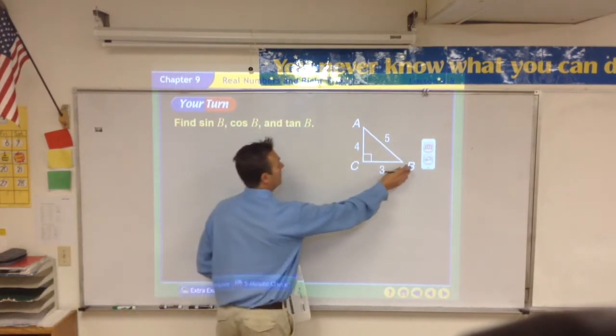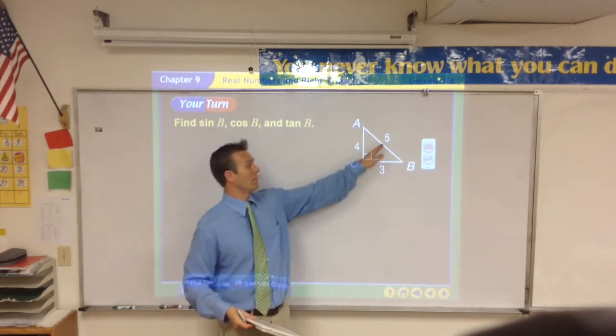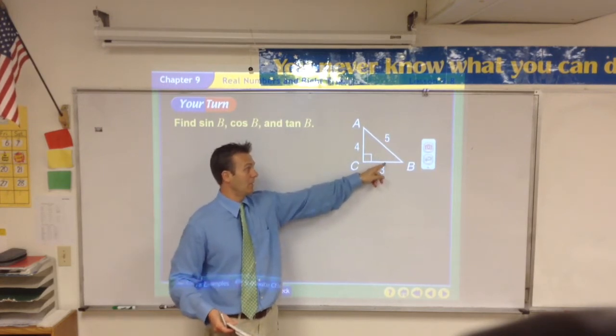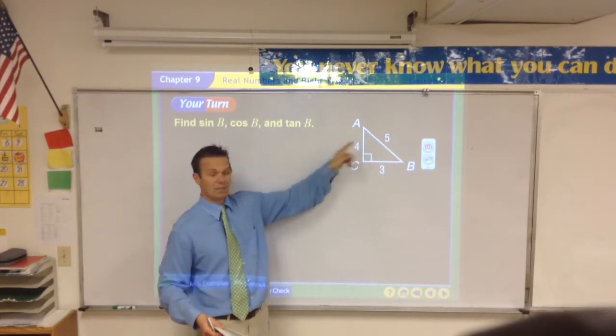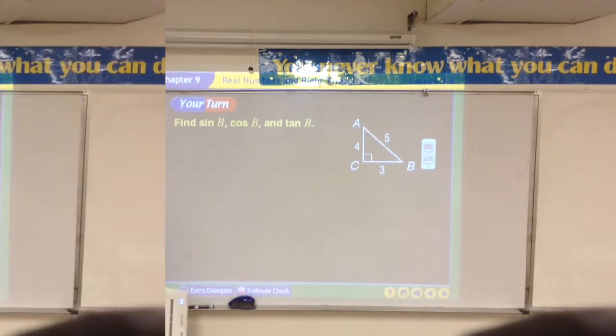So this time we're using this angle B, okay? Remembering that opposite of here is the hypotenuse. Since we're doing B, this would be the adjacent, and the opposite of B is obviously 4, okay? So go ahead and see if you can set that up.